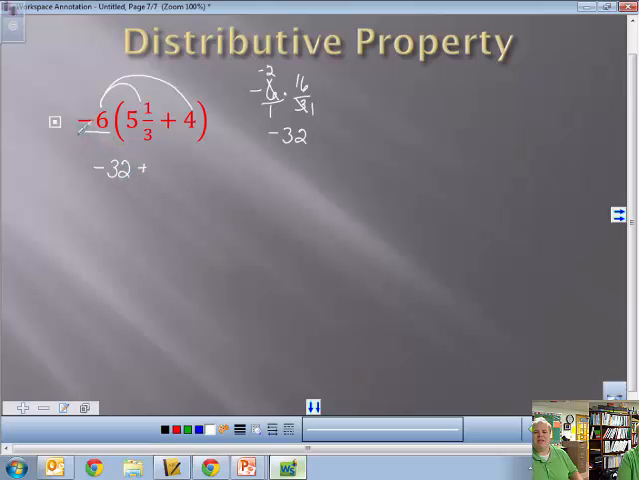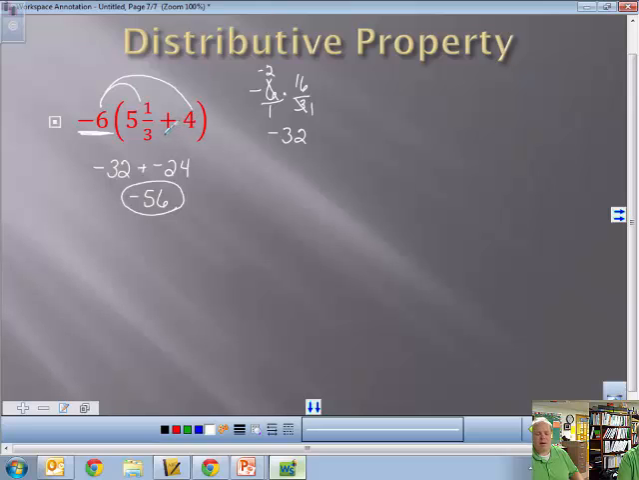plus negative 6 times negative 4. A negative times a positive is going to be a negative. So 6 times 4 is 24, giving a negative 24. And now I can simply add negative 32 plus negative 24, which is a negative 56, because a negative plus a negative is a negative. Alright, so that's the distributive property. Basically, the term outside is going to be multiplied by everything on the inside. I'm distributing it to the 5 1/3, and I'm distributing it also to the 4.